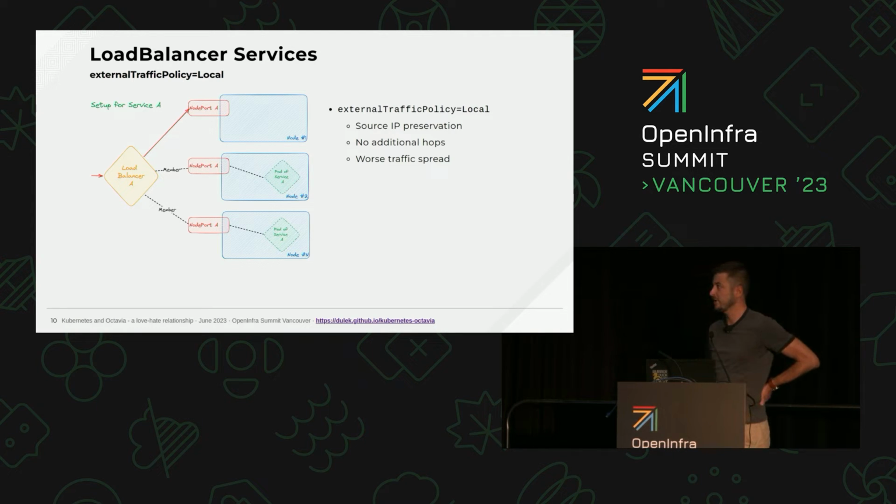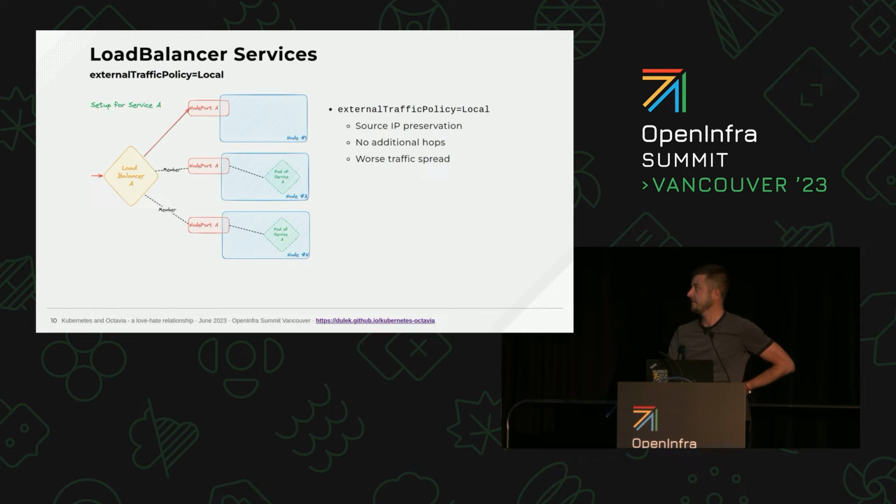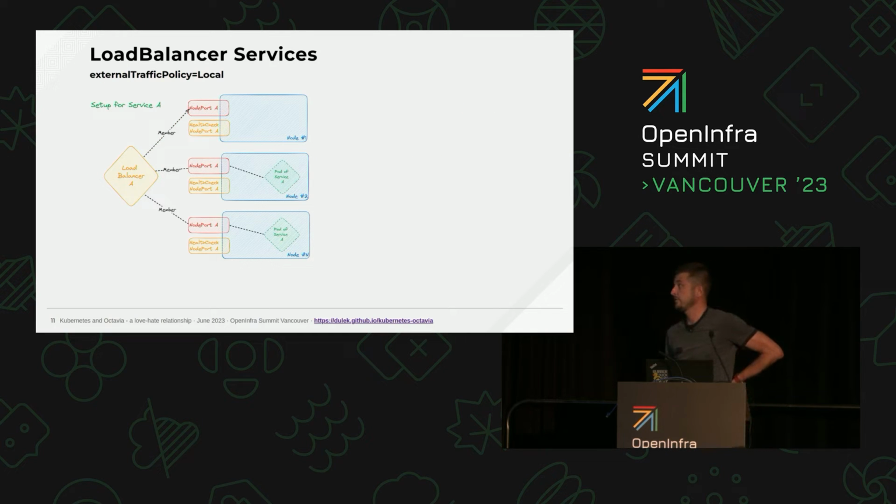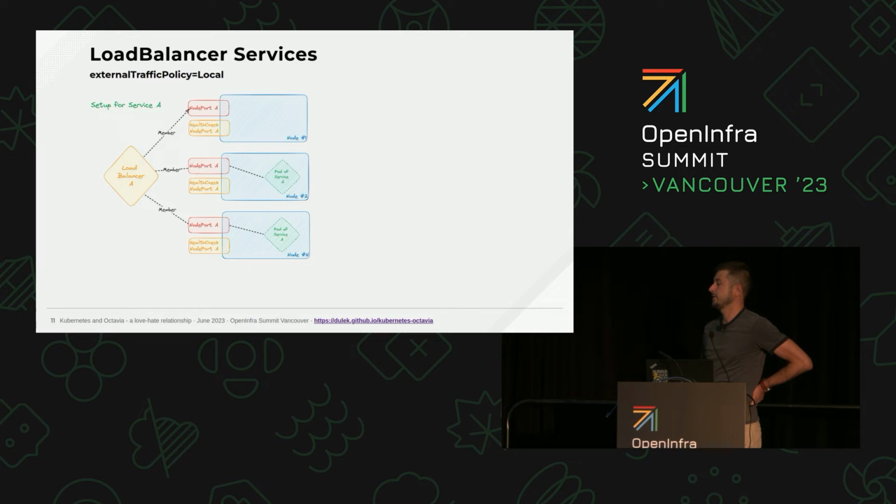So why would you want to do this? Well, technically, you have the source IP preservation. So if your application needs that, you can have this. There are no additional hops, so technically it might be a bit faster, but it will be worse at spreading traffic, especially if you have multiple pods on a single node. So how do we deal with the case when the traffic is directed to the node port, to the node that doesn't hold the pod of the service? Well, if you set the external traffic policy to local, Kubernetes will also assign another node port called health check node port to each of the nodes.